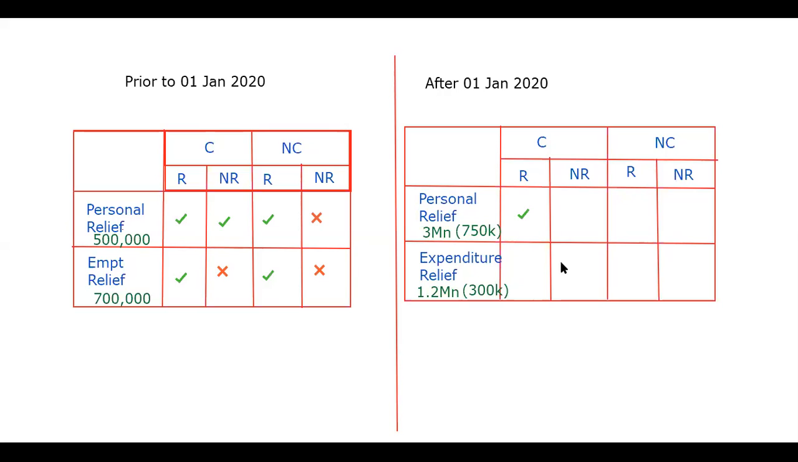So those 1.2 million also can be claimed by citizens and non-citizens who are resident in the particular year of assessment. So then citizen non-resident, will they get personal relief? Yes, exactly, they will get personal relief. And the citizen non-resident, will they get employment relief?